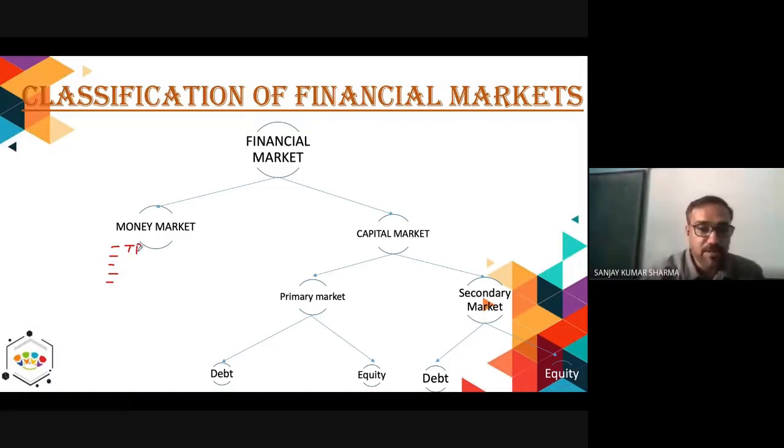treasury bill. I'm writing here in short, but you don't write it. You write full form of this. Treasury bill. Second, commercial paper. Third, call money. Fourth, certificate of deposit. Fifth, commercial bill.